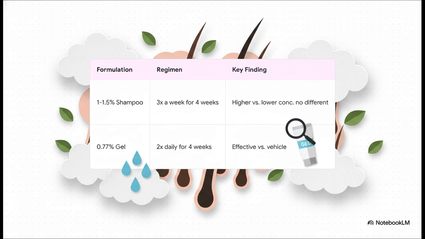Here's a great clinical pearl. Studies have shown there's no significant difference in how well it works, whether you use the higher or lower concentration. The 0.77% gel is used twice a day for 4 weeks and has been proven effective against placebo in studies on moderate to severe cases.